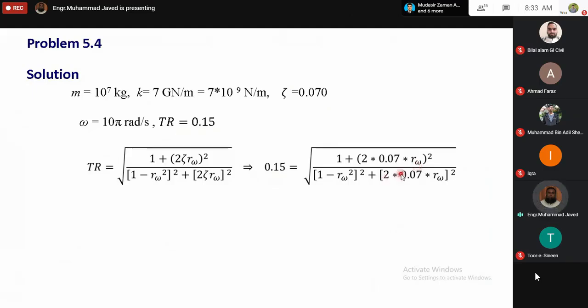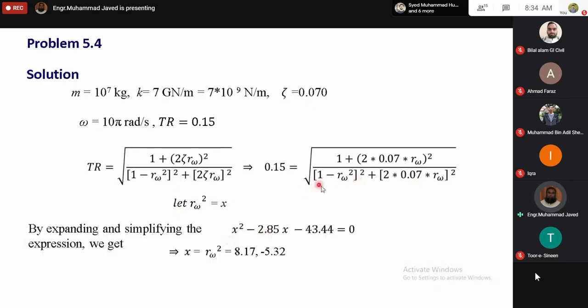अच्छा, इस इक्वेशन में ओनली अननोन इज r ओमेगा, बट अगर हम इसको एक्सपेंड करते हैं we get a fourth order polynomial equation. So therefore taking r omega square as x, we'll convert this into a quadratic equation, and if we expand and simplify we get this equation, which have of course two roots, 8.17 and minus 5.32.